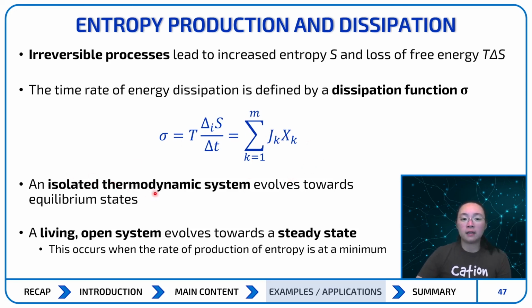In an isolated thermodynamic system, we know that it has to evolve towards an equilibrium state. A living open system evolves towards a steady state. So just keep in mind the different terms. Over here, an isolated system is not ideal. An ideal is a living open system evolving towards a steady state. So that's pretty much it for entropy.